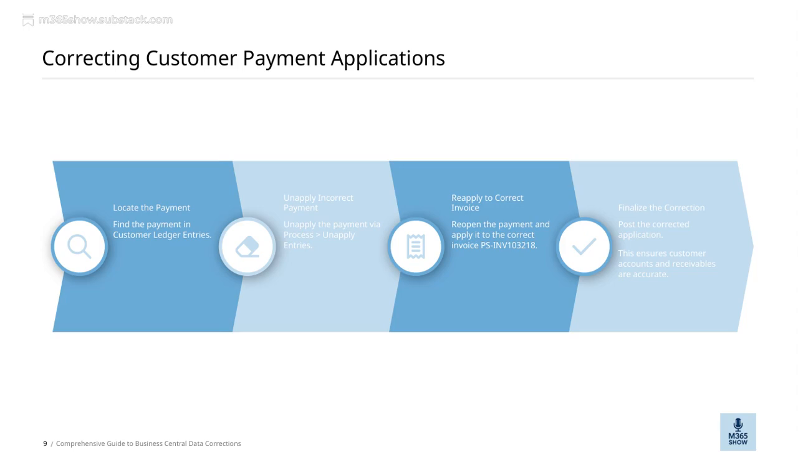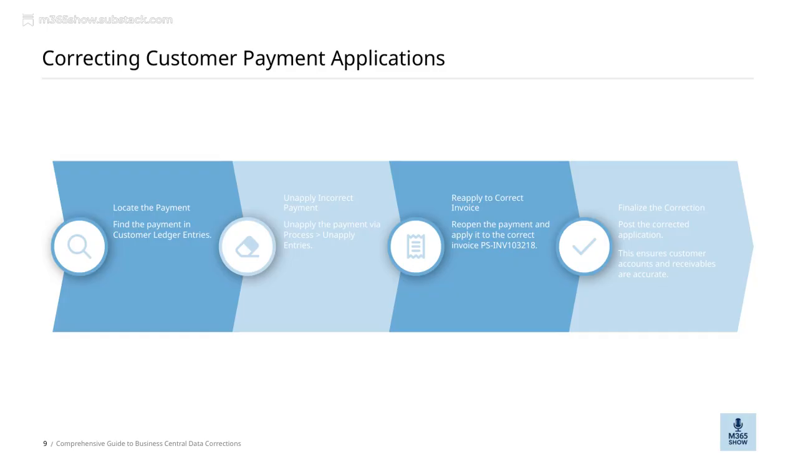Once posted, it's important to finalize the correction process. This involves reopening the payment and applying it to the correct invoice, in this case, PS-INV103218. Reopening the payment allows us to update its allocation properly, ensuring the invoice is accurately credited. If the payment was initially applied to the wrong invoice, we need to reapply it correctly.